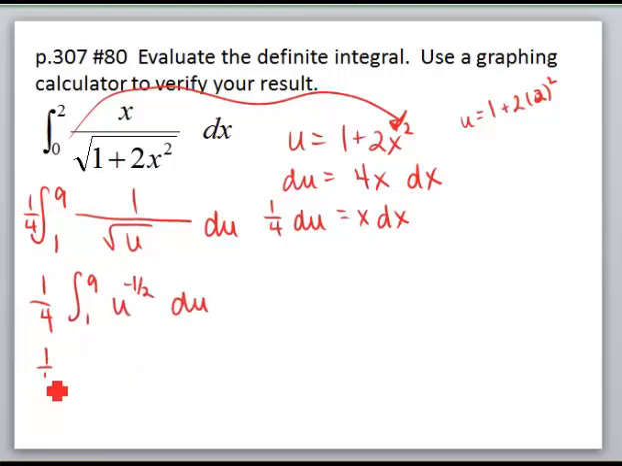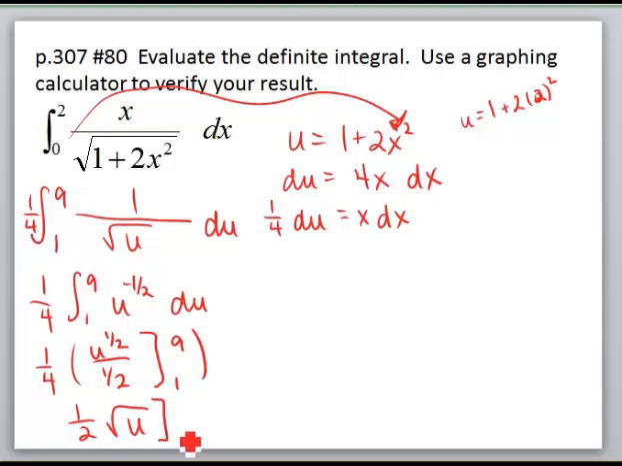Let's go ahead and integrate this then. We get u to the 1/2 over 1/2. And we're not writing plus c because this is a definite integral. So this ends up being 1/2, because 1/4 times 2 would be 1/2, the square root of u from 1 to 9.